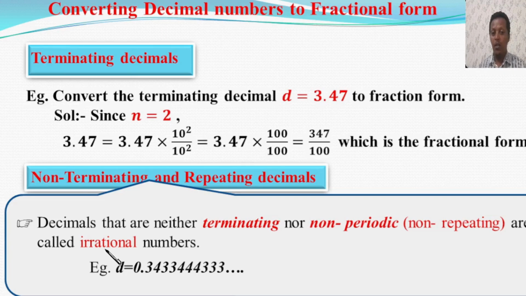So remember, rational decimals are what? Terminating decimals or what? Non-terminating repeating decimals. Both these two can be converted to what? Fractional form. But when you have a decimal which neither terminates nor repeats, we call it what? Irrational number. So in the coming lesson, we will see how we can prove root 2, root 3, root 7 and the like are irrational numbers.